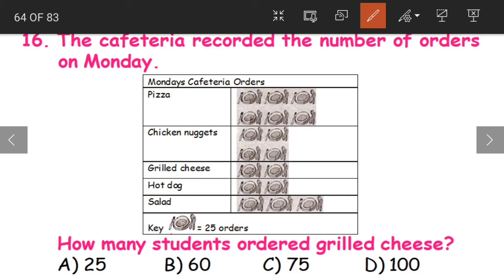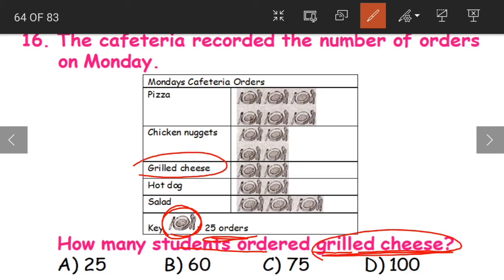Coming to question 16, the cafeteria recorded the number of orders on Monday. Now this one picture represents 25 orders. How many students ordered grilled cheese? Look for grilled cheese. Here we have grilled cheese, and it is having 2 pictures. One picture represents 25 orders. So what will be the number of orders, children?